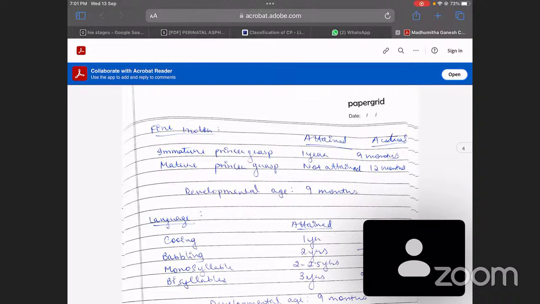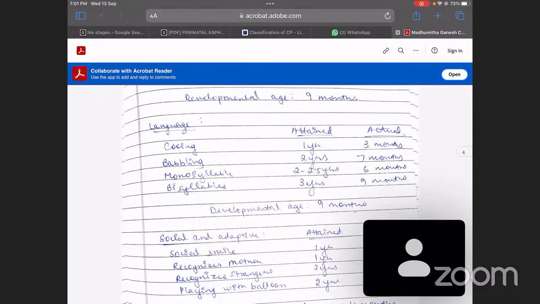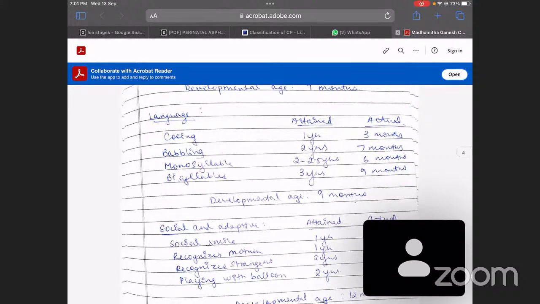Okay. Tell about the language. Language: cooing is attained at 1 year. Babbling is attained at 2 years. Monosyllables attained at 2 to 2.5 years. And bisyllables attained at 3 years. So this is also 25%. So language is also significantly affected here.